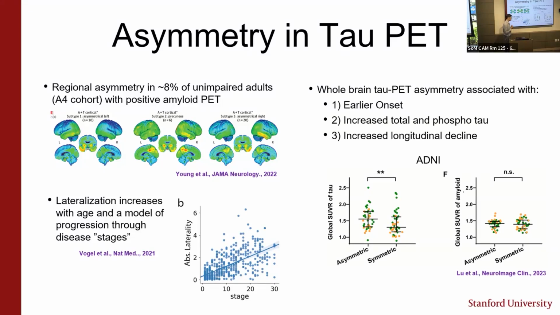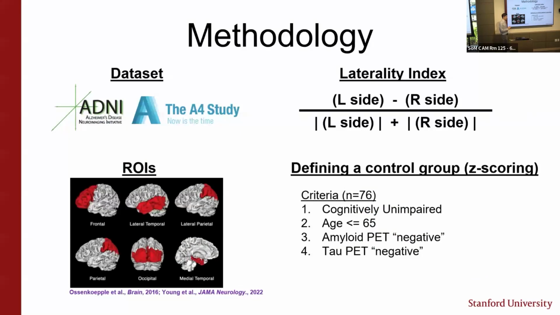So I was really interested: is asymmetry bad? Does it progress with disease? Does it get better? And what does it actually mean for a tau PET? And so to do this, I've looked at a variety of imaging platforms.